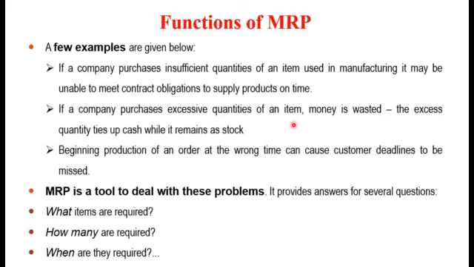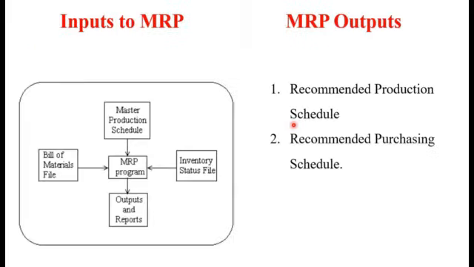Because of this, MRP is very important. Material requirements planning is a tool to deal with these problems by providing answers to several questions such as what items are required, how many items are required, and when these items are required. By answering such questions, MRP can deal with inventory control problems in industries. So these are the functions of MRP.